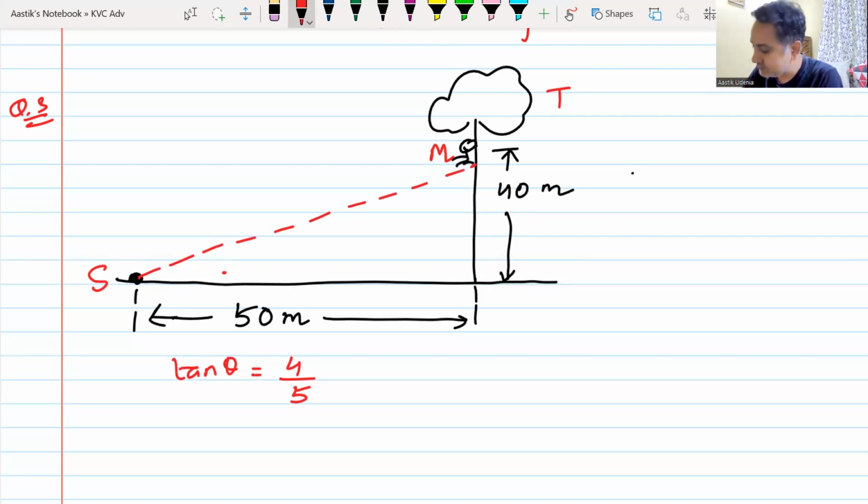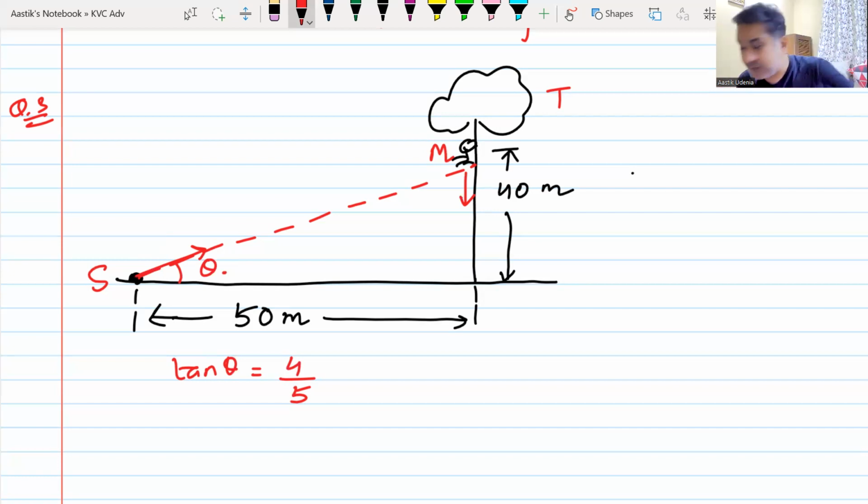If initially I target such that I am targeting the monkey, the bullet is going to hit the monkey no matter what. Why will it hit the monkey, beta? Because as soon as the monkey falls, the bullet has also become a projectile, and both the bullet and the monkey are in free fall. The only difference is the monkey is falling straight, but the bullet is going on a parabola.